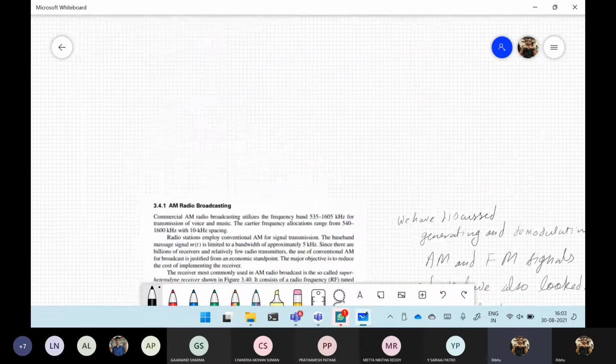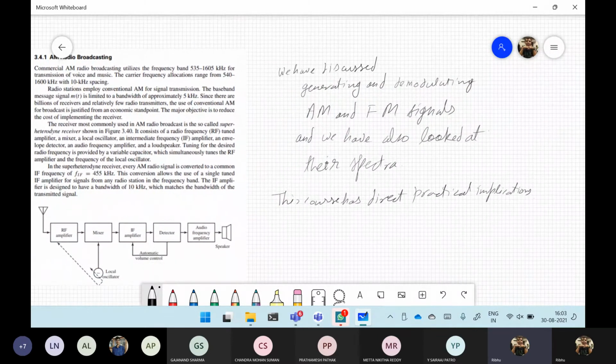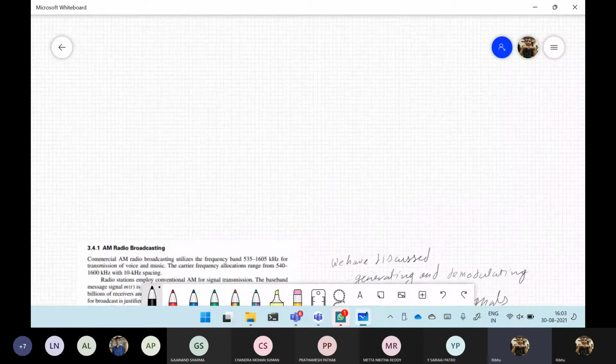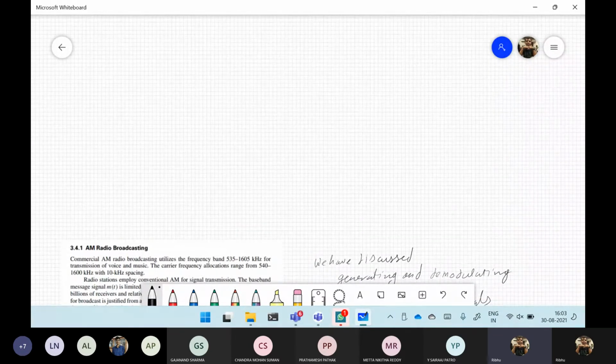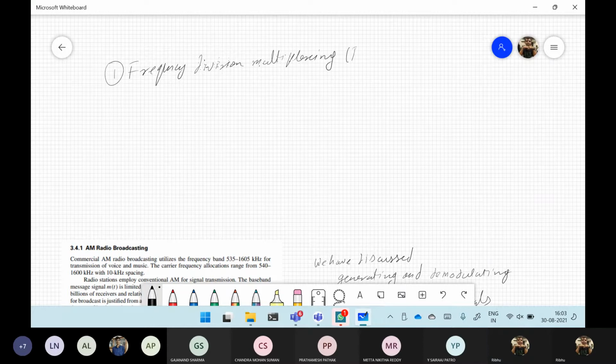The first practical implication that we'll talk about will come here later, but we'll talk about the first practical implication that is not in the notes that I pasted here. That is frequency division multiplexing. So, I want to transmit an AM signal.